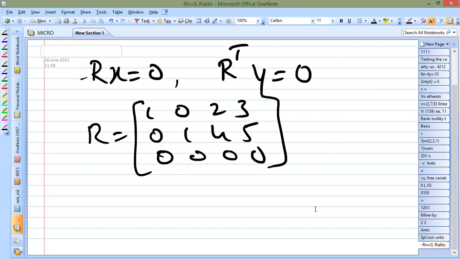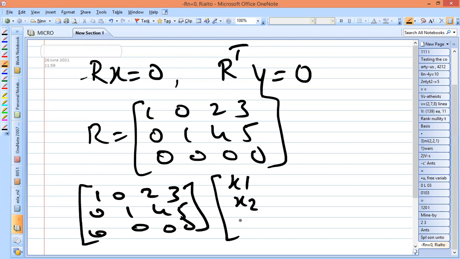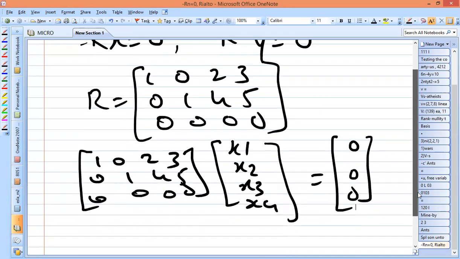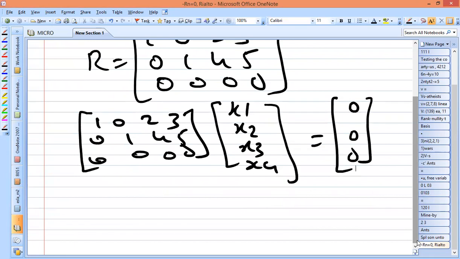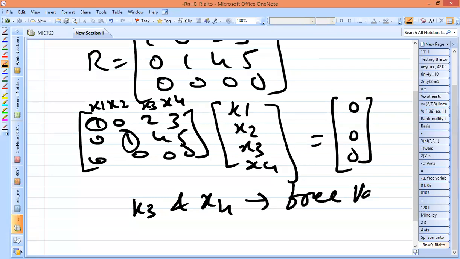Here I'll just go with the method, I'll do it fast. Since there are 4 columns, we'll have 4 variables x1, x2, x3, x4, which is equal to 0. No need to bother about other values like b1, b2, b3. It is already in the reduced form. Identify the pivots: the pivots are in the first and second columns. So x1 and x2 are dependent variables, whereas x3 and x4 are free variables.